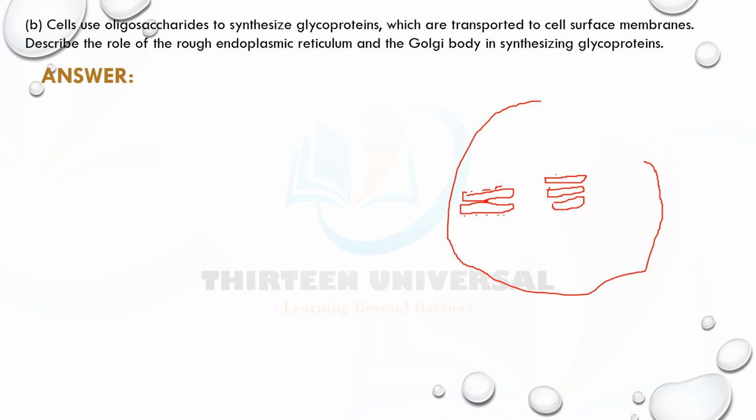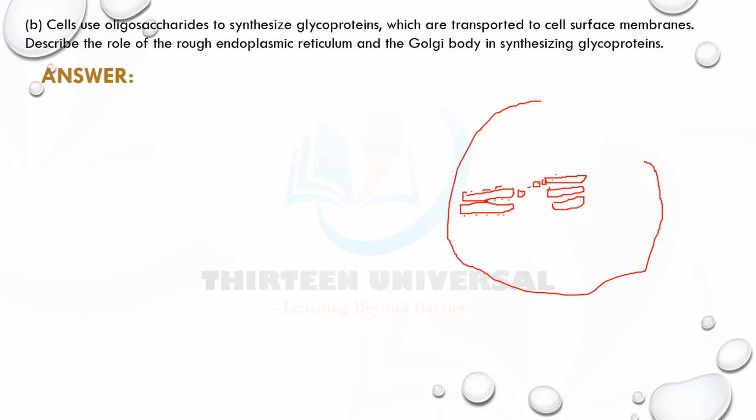So this is rough endoplasmic reticulum. It makes protein because it contains ribosome. So the job is that it makes protein. It's a site for translation, and then it folds the protein and then transports this protein. Vesicles carrying this protein bud off and move towards the Golgi and fuse with Golgi at the cis end of the Golgi.